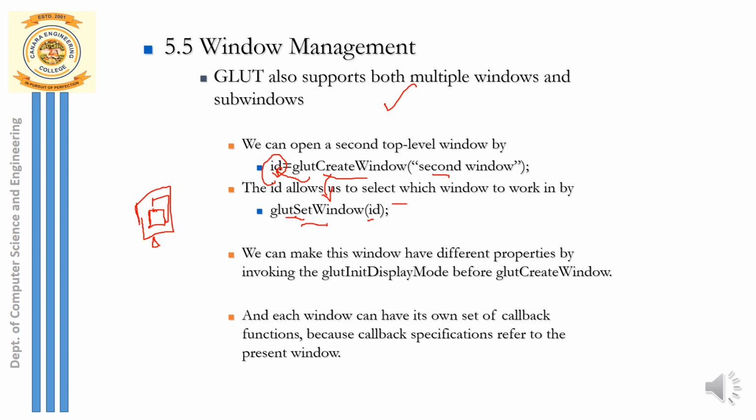And now for this new window, again I can call this function glut init display mode. Okay, so glut init display mode will initialize buffers for this new window. So I can do that just before calling glut create window. So before glut create window, I can call glut init display mode, then I can call glut create window, so initialize the ID, and then I can call glut set window, passing the proper ID. So all the callback functions you can define for the second window as well.